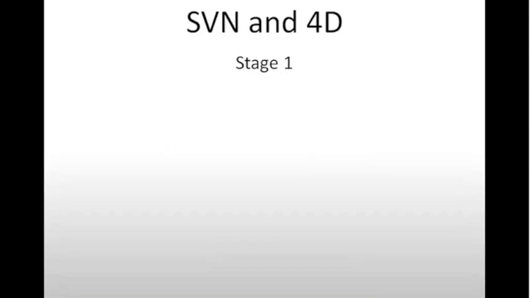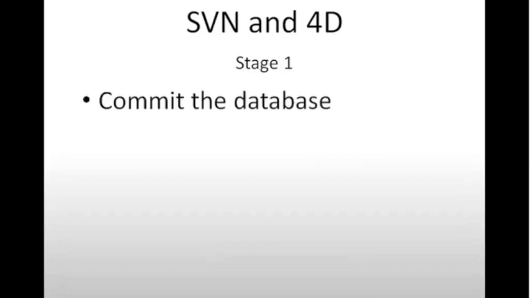So I'm going to go through this in stages of how you can get started using Subversion with 4D. What I consider stage one, the simplest case, is simply commit the database. Create a repository in your server, check it out so you have your working copy, grab your database, drop it inside that folder, and commit it. What do you get by doing that? You actually do get some benefits there.